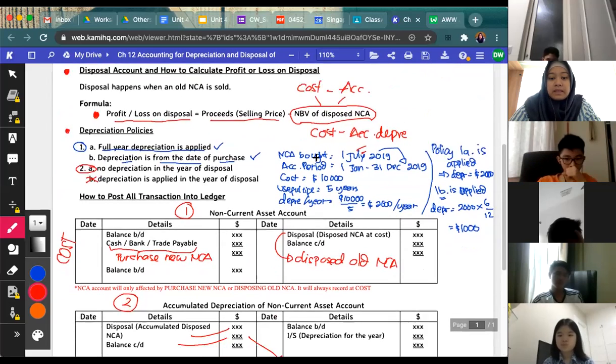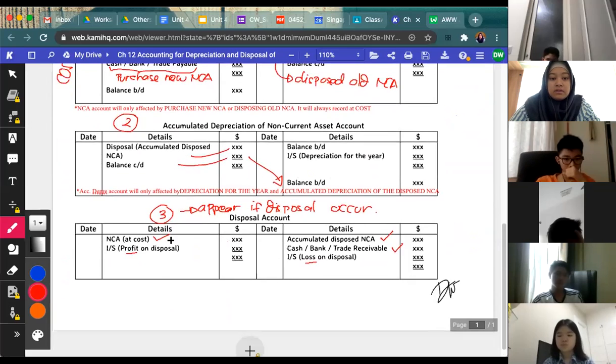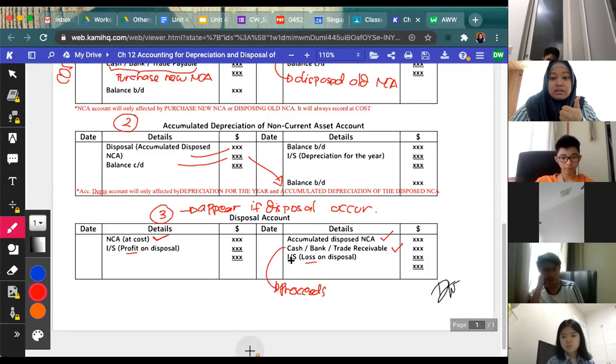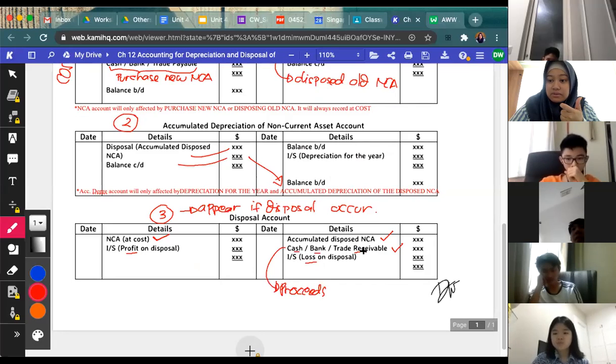Now you have the cost, yes. You have accumulated depreciation, yes. Usually you have to find it out first. It's not going to be given in the question. You have to calculate that. And cash, bank, trade receivables is representing proceeds, because when you sold your NCA, you might receive it in cash, you might receive a cheque, or you might have a postponed payment. So you have trade receivables. So this is representing the proceeds.